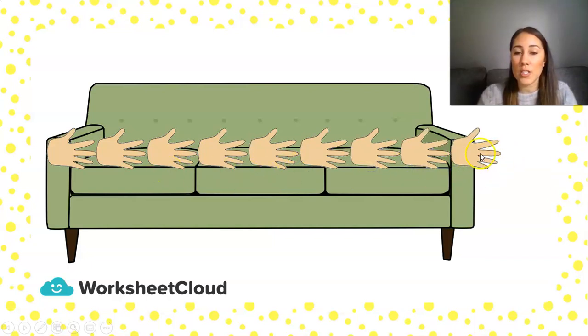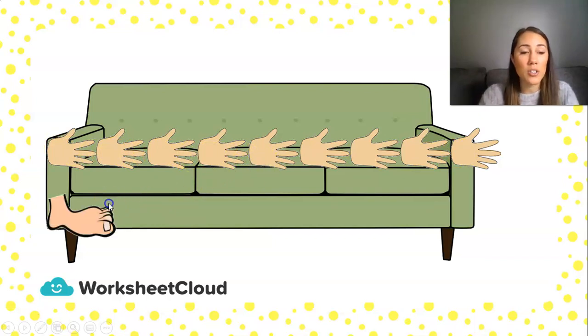So now that we've gotten to the end, we can see how many hands we've got. 1, 2, 3, 4, 5, 6, 7, 8, and this hand is half a hand. So we have 8.5 hands. We can say that this couch is 8.5 hands long.